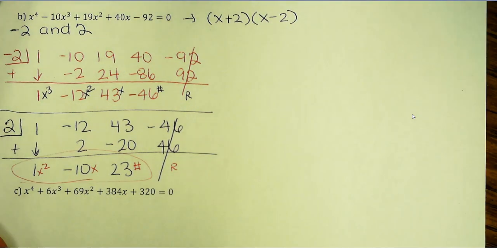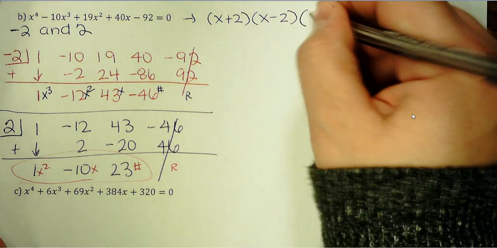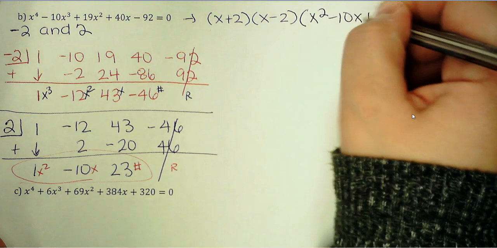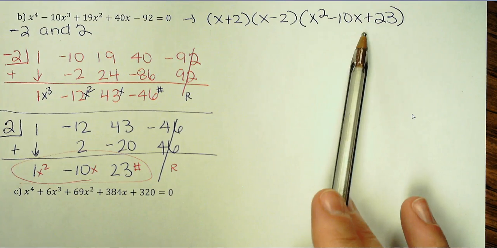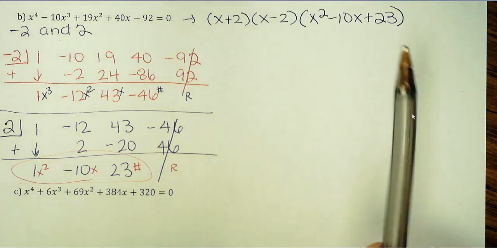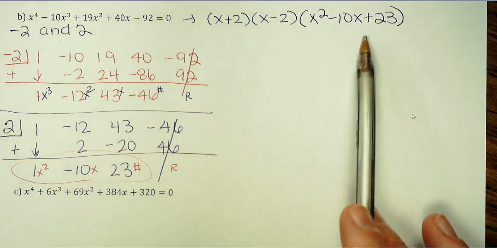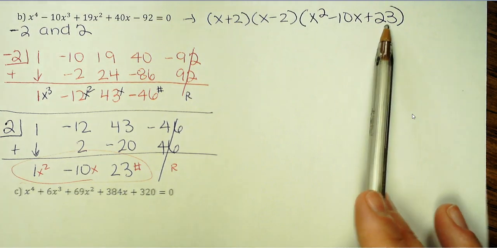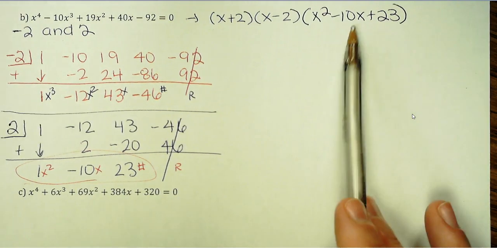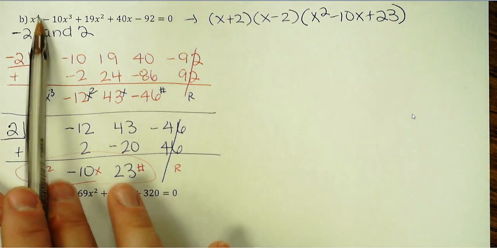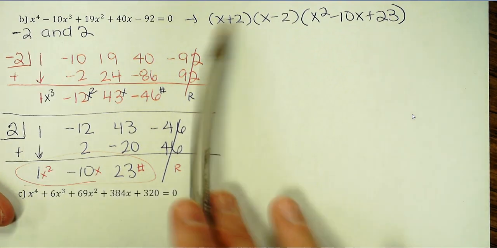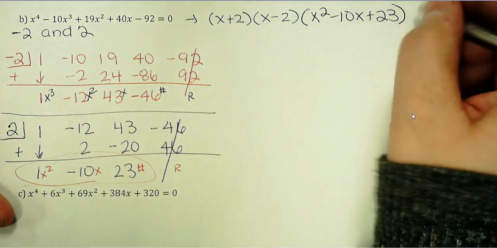So I'm just going to add that into my factored form. X squared minus 10x plus 23. Now from here, you guys saw I did have places the graph cross the x-axis, so I know my answers are real, but you're not going to be able to factor this quadratic. If you multiplied this back out, this would give you the polynomial we started with. It's just this is as far as this could be factored.